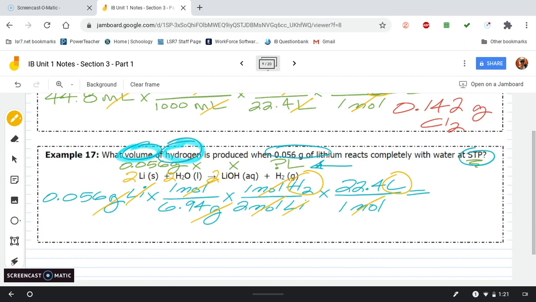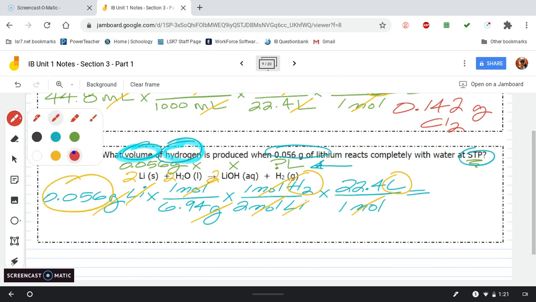So 0.056, and that's going to be divided by 6.94, because it's on the bottom. Hit enter. And then we're going to divide it by 2, hit enter, and then multiply by 22.4. Always hit enter between steps. Okay, so I got 0.090. Just want to double check my sig figs. And it looks like I need 2, because there's 2 there.